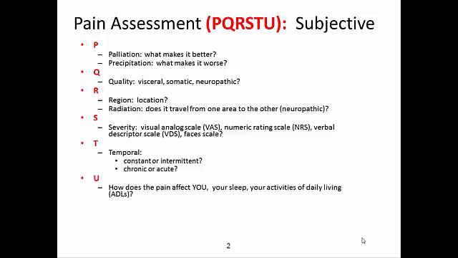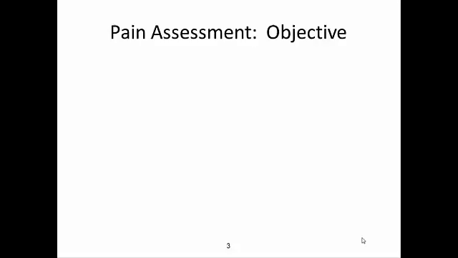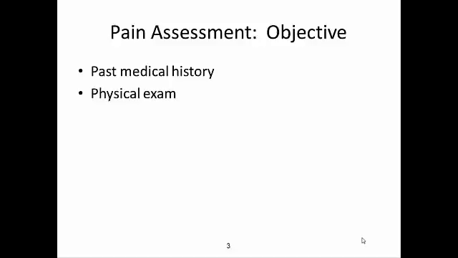And then the U is how it impacts you, the patient. So how does it impact the patient's sleep and their daily activities and any other relevant information that would be important that the pain is preventing them from doing? Objective pain assessments can include past medical history, anything you see on physical exam, and any imaging that may be available.